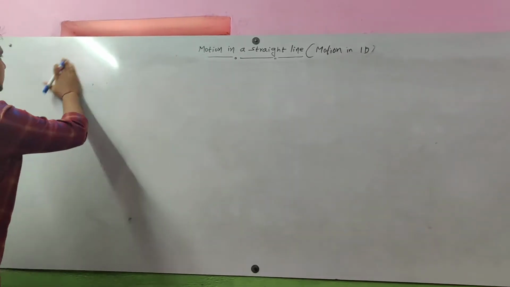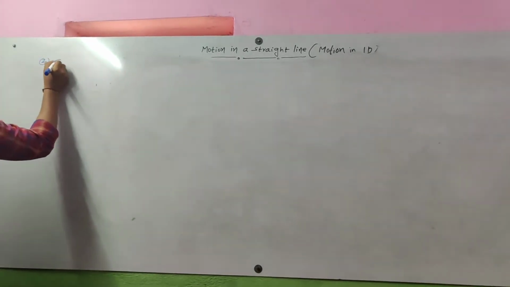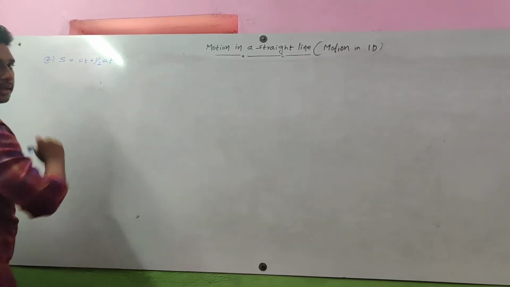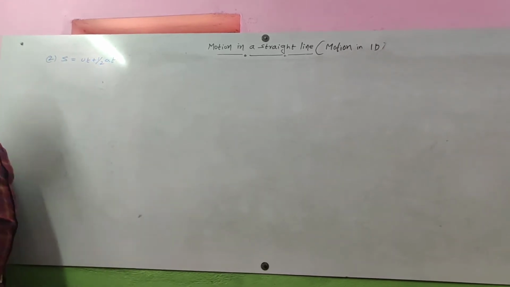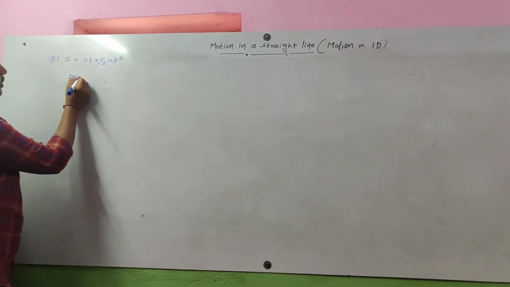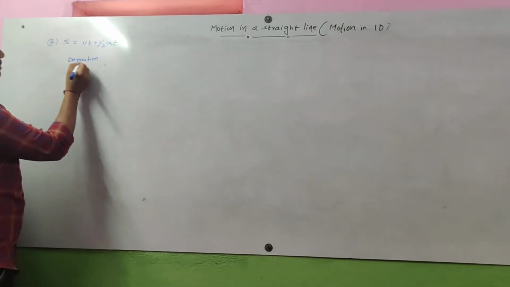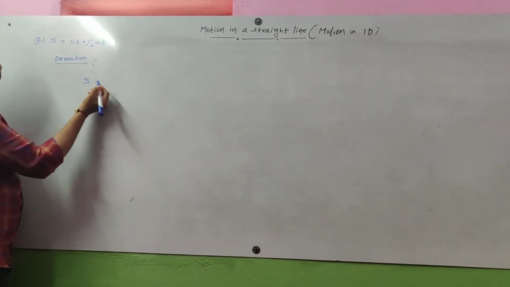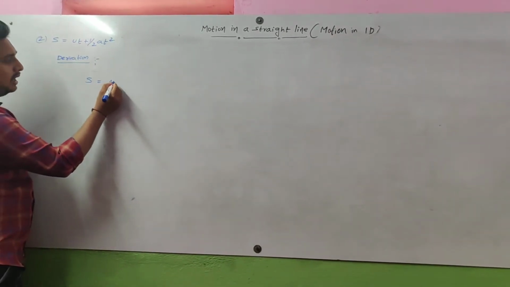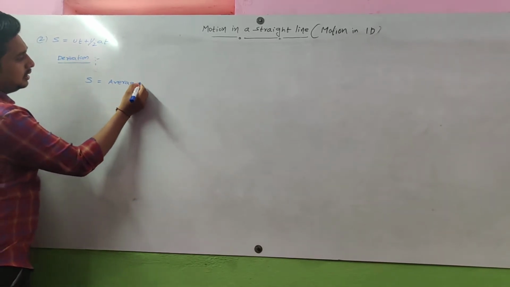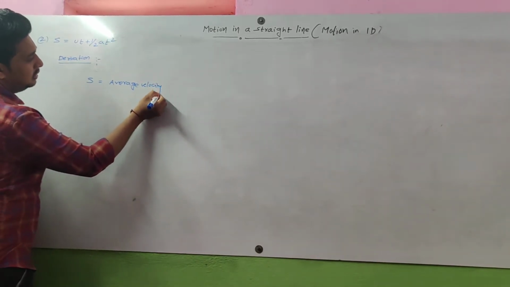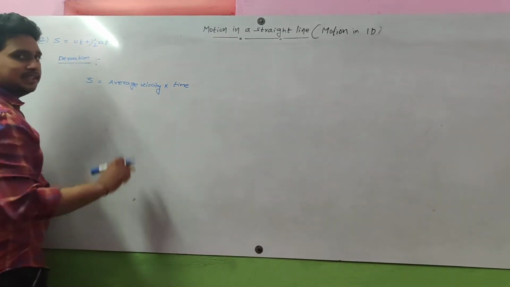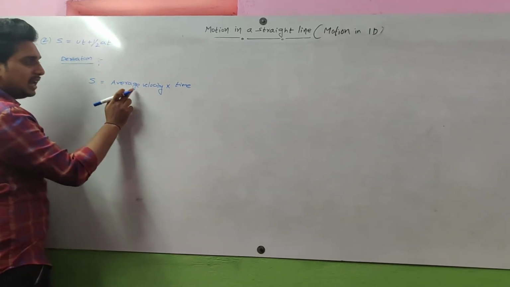S is equal to ut plus half at square. Right. So now how to derive this one? Derivation. Right, distance S is equal to average velocity into time, because distance is equal to velocity into time. Formula for distance: velocity into time.